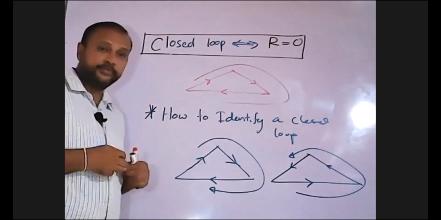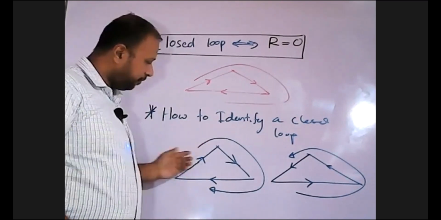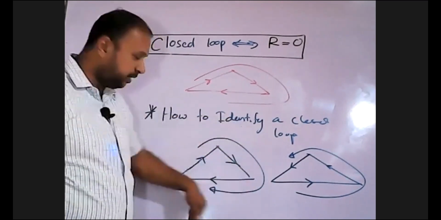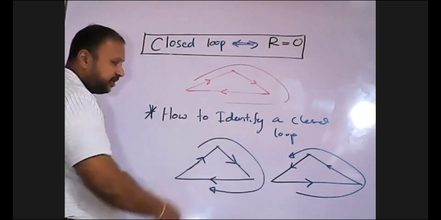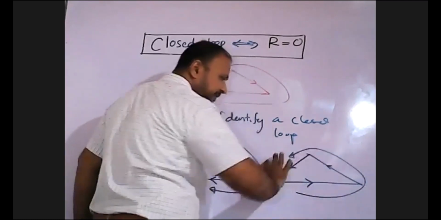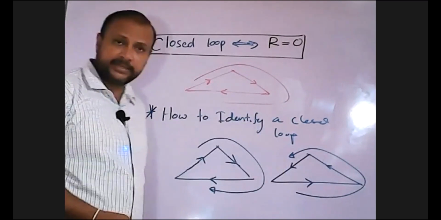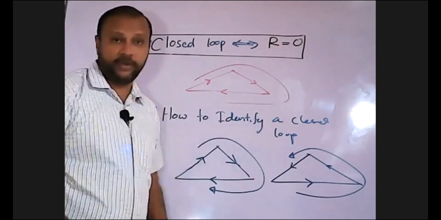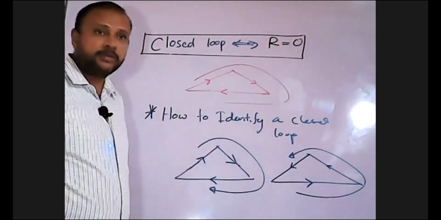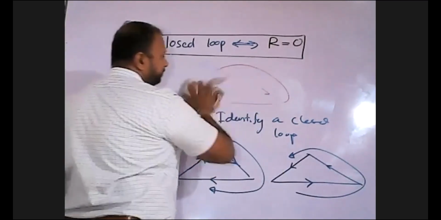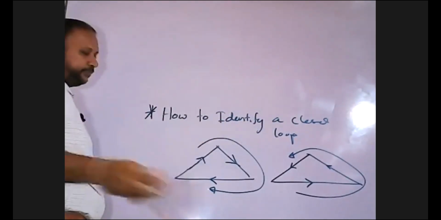Look at this one. These two are closed loop systems, no? If you go through these three vectors, you will go in the clockwise direction. If you go through these vectors, you will go in the anti-clockwise direction. So these three vectors are in the same order. These kinds of vector systems are called closed loop systems. That is a way of identifying a closed loop.